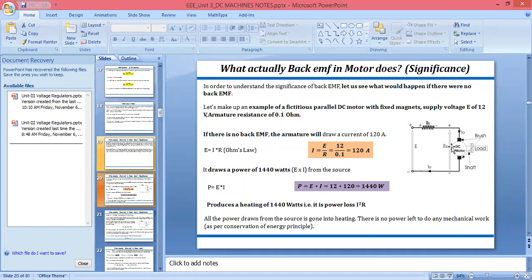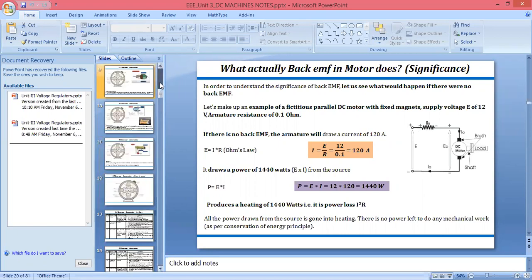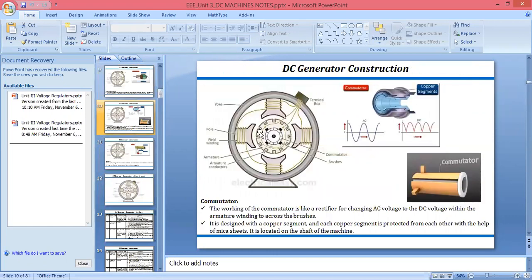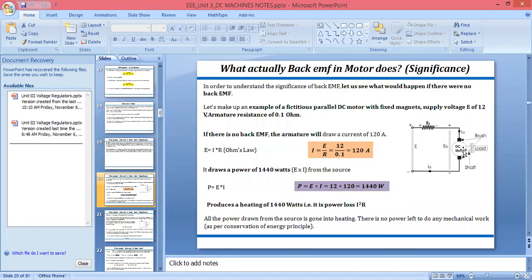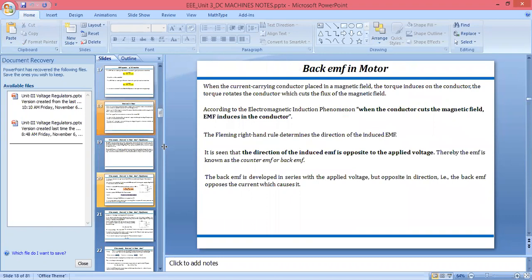And if that power is going into heating, what does it mean? There will be a high temperature, due to which there are chances of damage to any part of that DC motor. So if you see the circuit diagram for the DC motor, the DC machine that we have seen is nothing but the DC motor. Here I have only taken the symbol for the DC motor, but that DC motor will have a yoke, armature, commutator, and brushes.